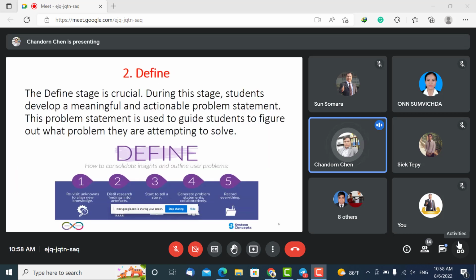Then we start to define. When we know the problem, we need to define it. What is the real problem that happened to that family? Why is the family poor, and how can we help the children in that family come to study? So this is how we define the real problem, to guide the students on what problem they are attempting to solve. It means we decide what the real problem is and what technique we want to use to solve it.